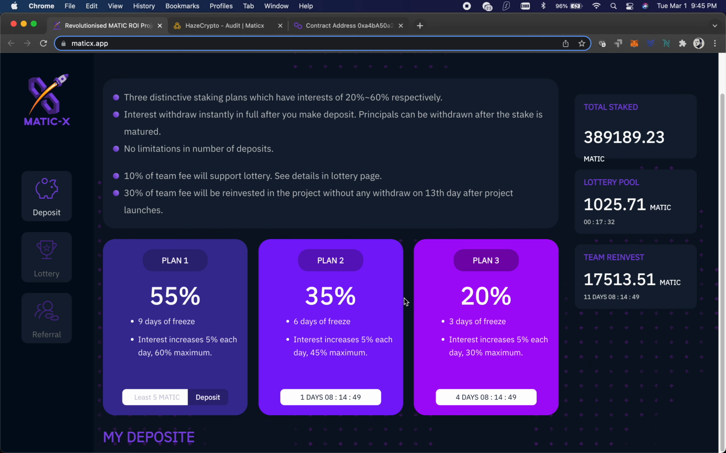Anyway, I understand what they're trying to do. You can withdraw your interest. You can withdraw instantly, in full, so you can get your full interest once you make your deposit. So whatever interest you're supposed to make on it, you get immediately, but then your principal amount, you can withdraw after the stake is completed, the lock period.